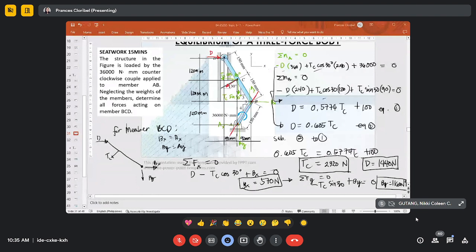Anyone? Thumbs up if you got this problem. Okay. So for the other solution, given that member BCD is a three-force body and member AB is a two-force body, we elongate the lines to see where they intersect with each other. Since the directions are given, we can identify where they intersect.